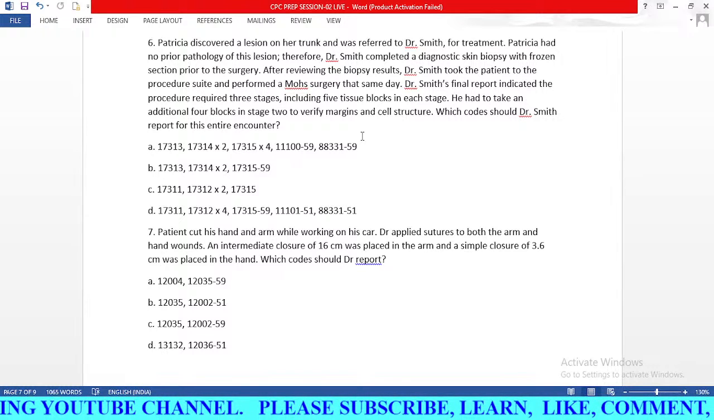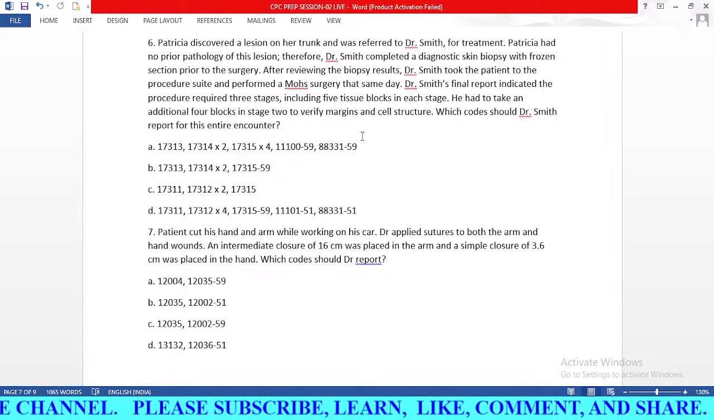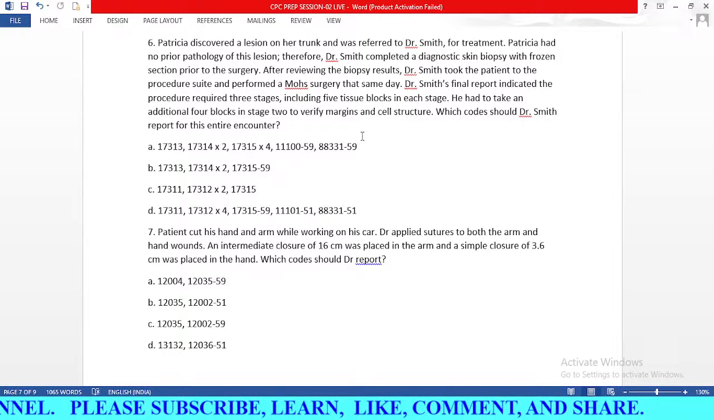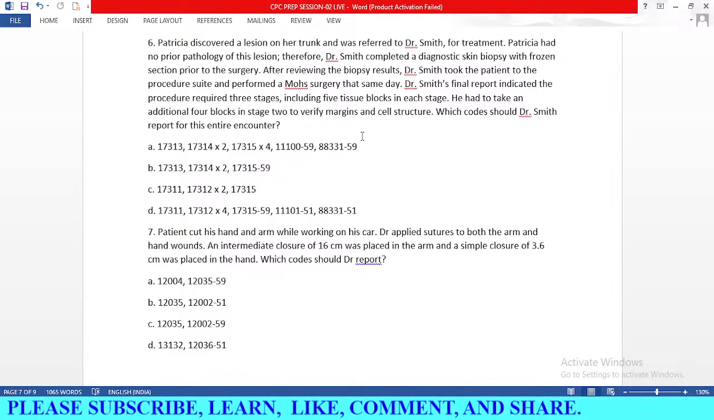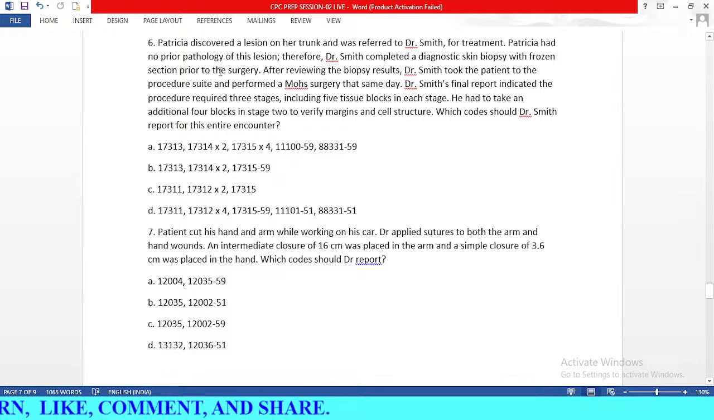So here this is related to Mohs surgery. Patricia discovered a lesion on her trunk and was referred to Dr. Smith for treatment. Patricia had no prior pathology of this lesion. Therefore, Dr. Smith completed a diagnostic skin biopsy with frozen section prior to the surgery. After reviewing the biopsy result, Dr. Smith took the patient to the procedure suite and performed a Mohs surgery on the same day.